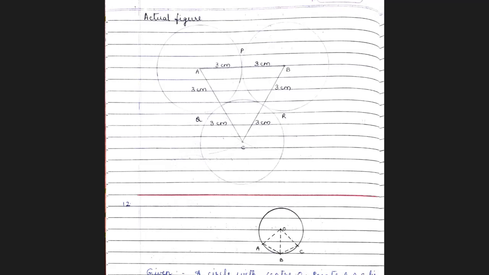So you get another circle which touches the previous circle at point P. PB is 3 centimeters. Children, I hope it's clear. Next, keep your steel point at C. Take 3 centimeters as the radius, draw another circle, and this circle touches both these circles at points Q and R. Now this is how the actual figure should be drawn. It's a very simple construction, and children, I hope you have understood how to do it. Okay, so this is your actual figure.